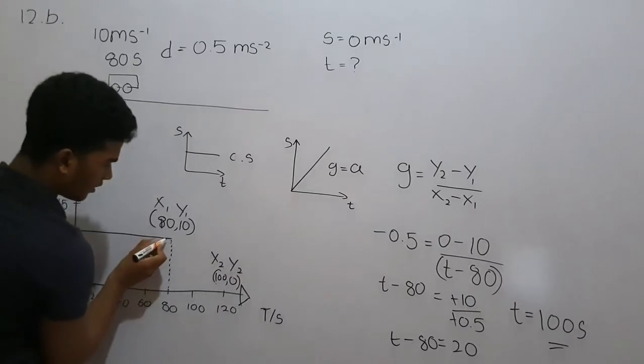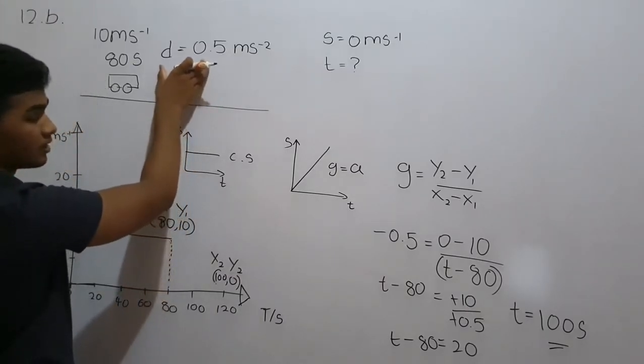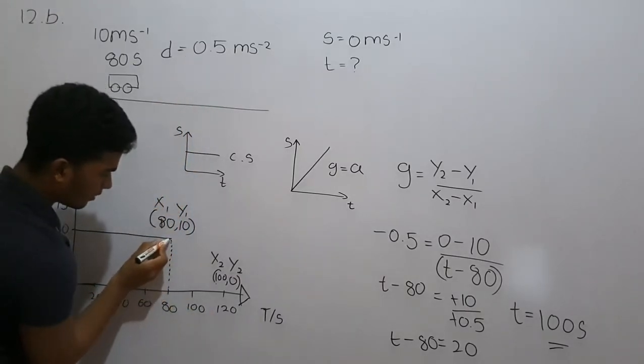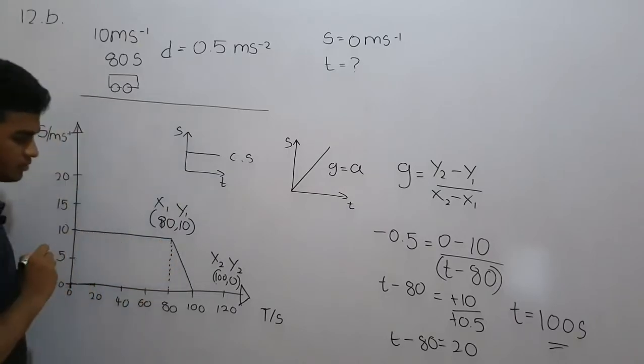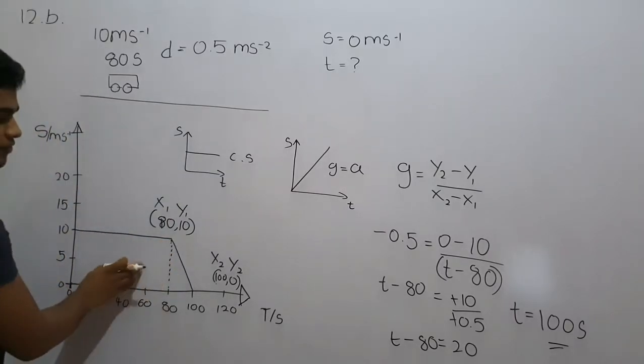Then draw the line. Since it is a constant deceleration, it is a straight line. Draw the straight line like this. So this is our final graph.